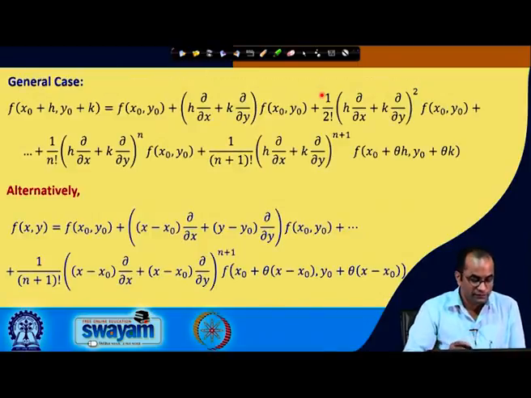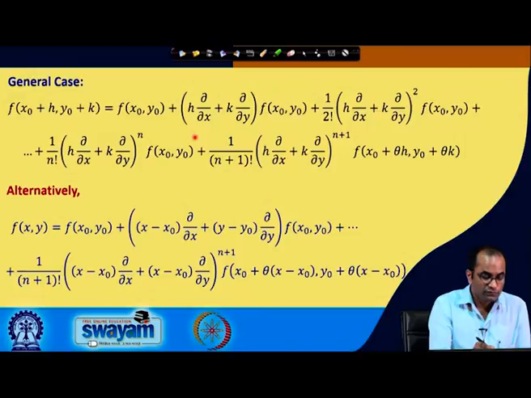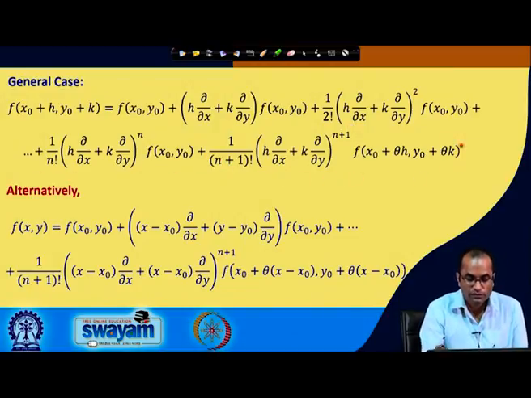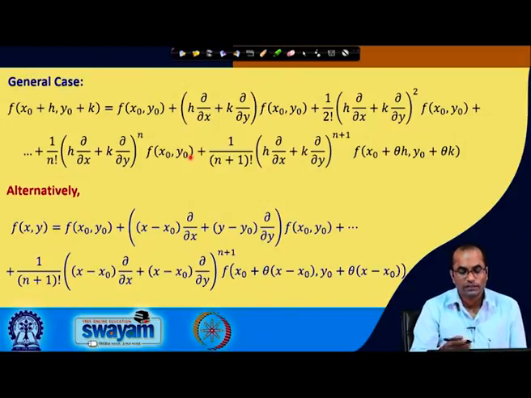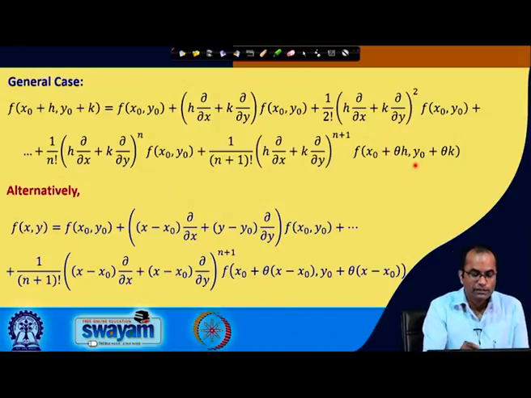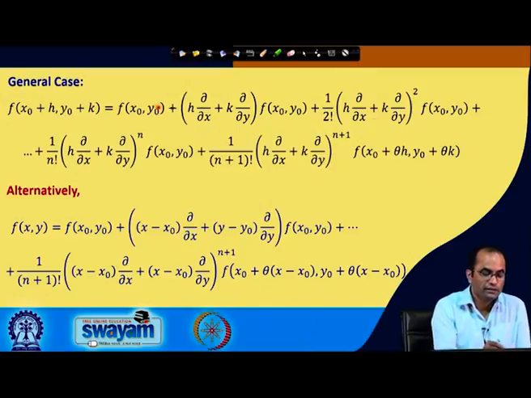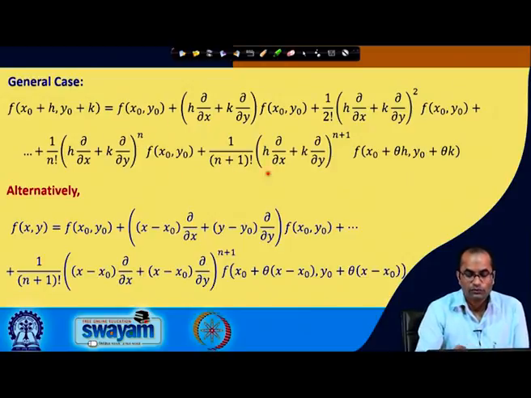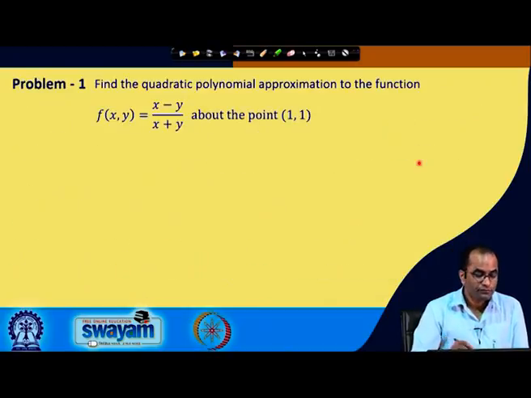In our formula, if we go back, up to this term at the point (x0, y0), this is the Taylor's polynomial, and if we include the next term, then we call it Taylor's theorem, including the remainder term. But if we leave out the remainder term, then this is the approximation of f at a point in the neighborhood of (x0, y0). That is the Taylor's polynomial if we fix n and do not write the Rn term. So here we are interested in a quadratic polynomial of this function about the point (x0, y0).